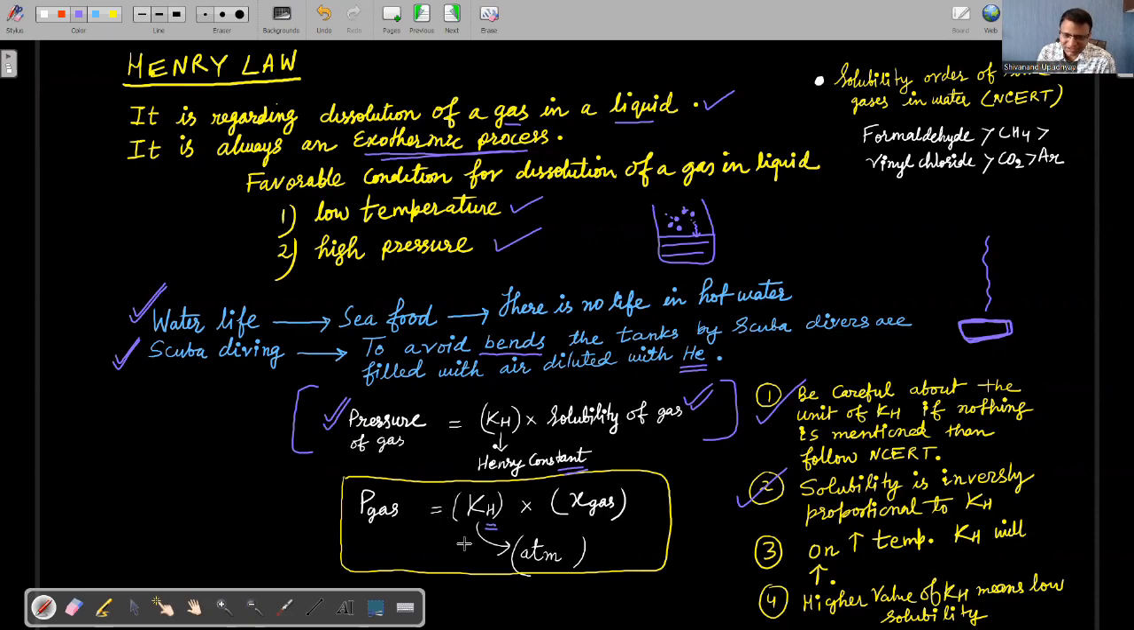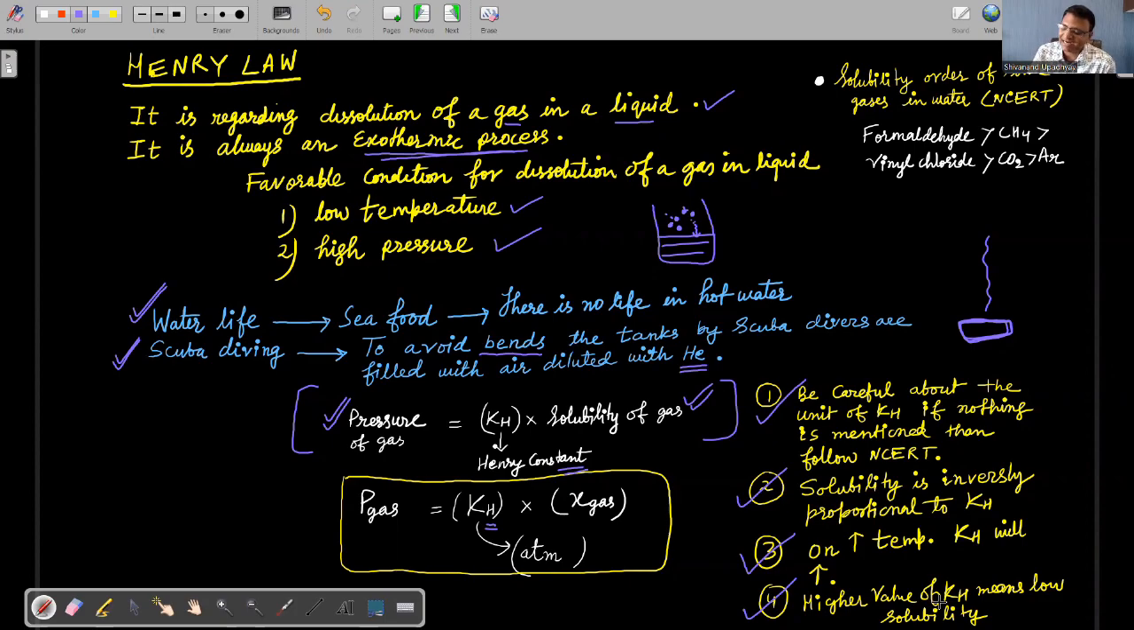So they can ask, for the same gas, if we increase the temperature, what will happen to Henry constant? Henry constant will increase on increasing temperature. And last point, we can say that the higher the value of Henry constant, the lower the solubility. If the Henry constant is low, it means high solubility.